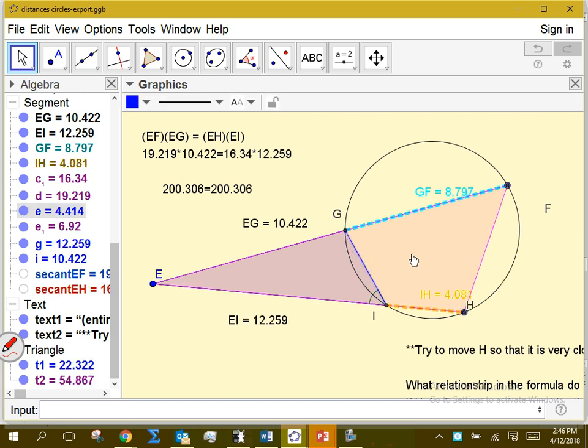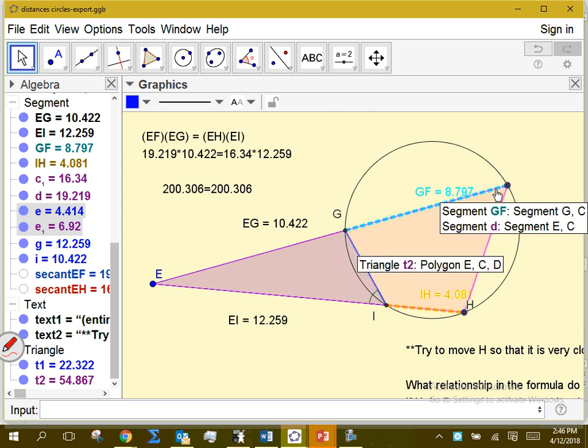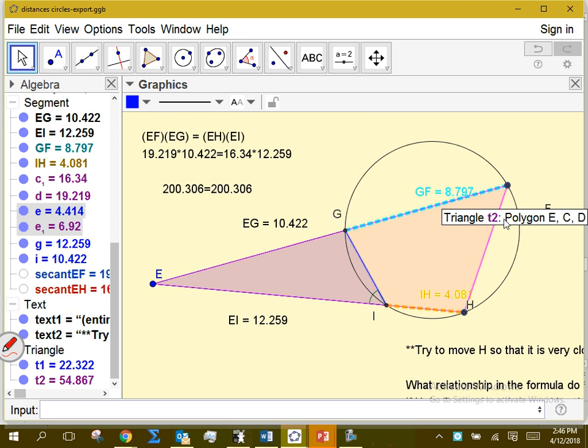Is that line there parallel to that one? Is GI, that chord, parallel to that chord? No, right? Okay. So that angle right there is not going to be congruent to that one. Does that make sense to everybody? So angle EGI is not going to be congruent to EFH.